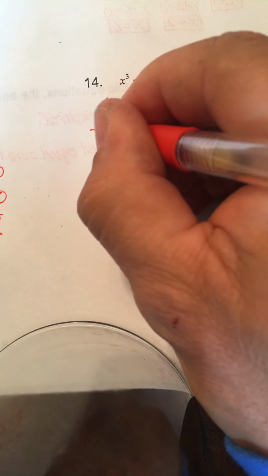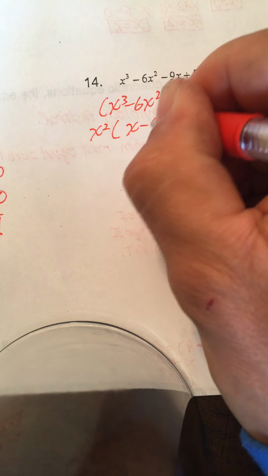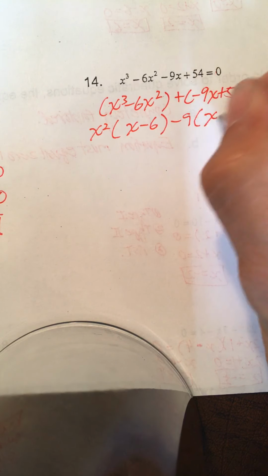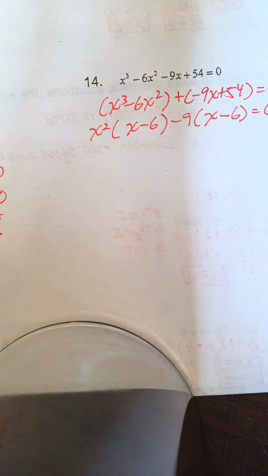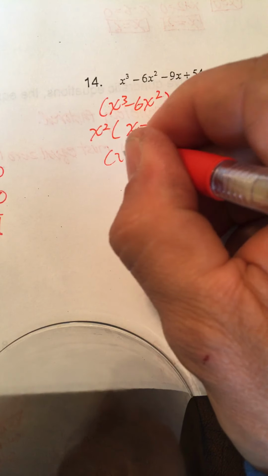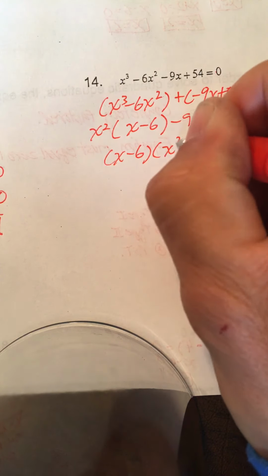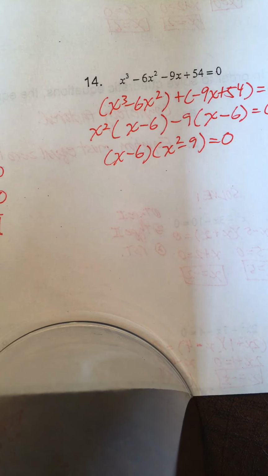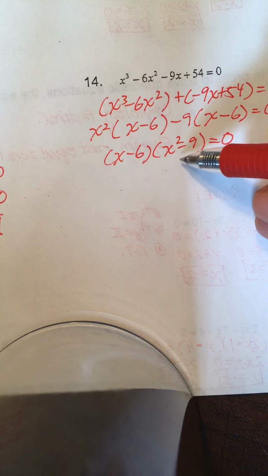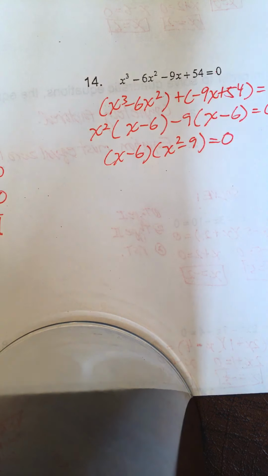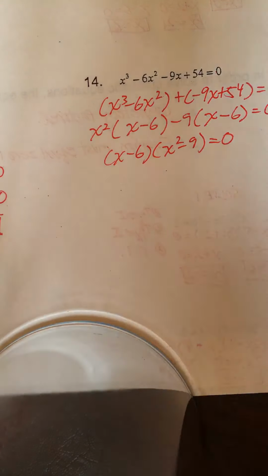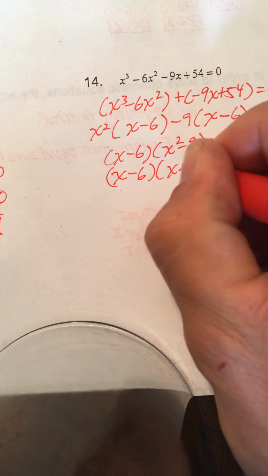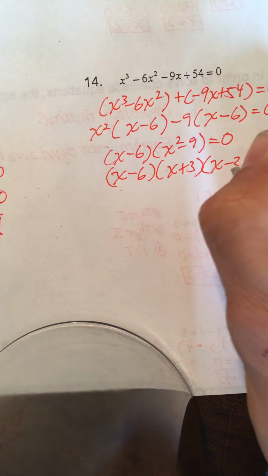But here we're going to factor out an x squared, and I get x minus 6. And here I'm going to factor out a negative 9, and I get x minus 6. So this has a common binomial of x minus 6. And this is very comparable to the one before it, because I got to notice that I have a difference of two perfect squares. So I get x minus 6 times x plus 3 times x minus 3.